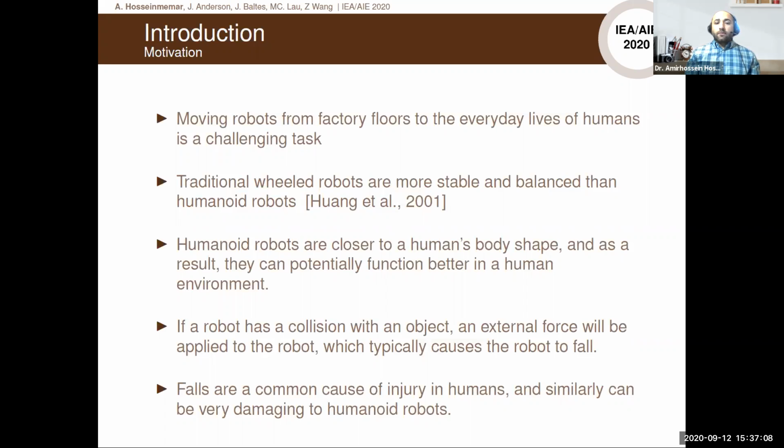Moving robots from factory floors to the everyday lives of humans is a challenging task. Traditional wheel robots are more stable and balanced than humanoid robots. Humanoid robots are closer to a human's body shape, and as a result, they can potentially function better in a human environment. If a robot has a collision with an object, an external force will be applied to the robot, which typically causes the robot to fall. Falls are a common cause of injury in humans and similarly can be very damaging to humanoid robots.